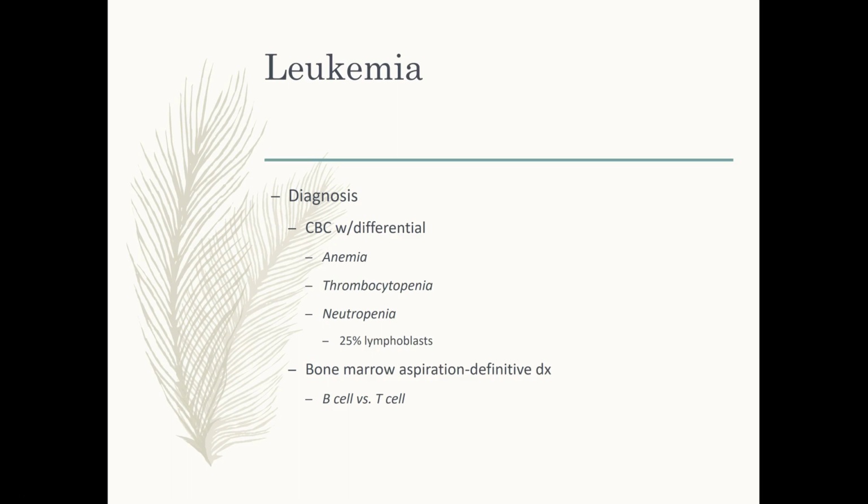You may actually see in the CBC that their white blood cells are high, but that does not mean that they have a lot of white blood cells. That means that probably a high percentage are not functioning, so they are neutropenic. They're going to have a lot of lymphoblasts, which are those immature white blood cells, and so again, you're going to have a lot of non-functioning white blood cells. And then the definitive diagnosis is a bone marrow aspiration, typically taken from the iliac crest. This will tell you if it is leukemia and also what kind it is.